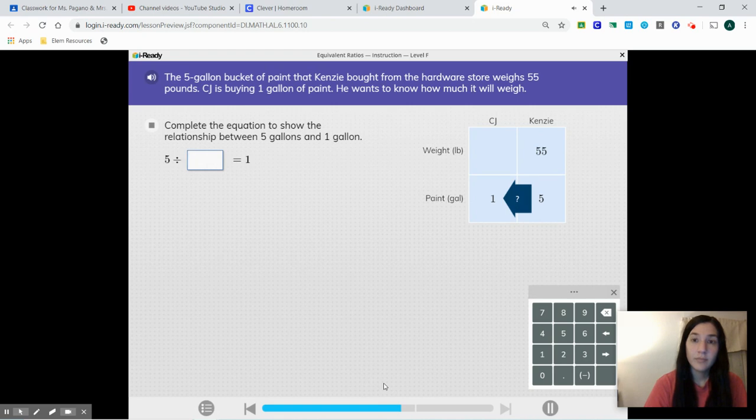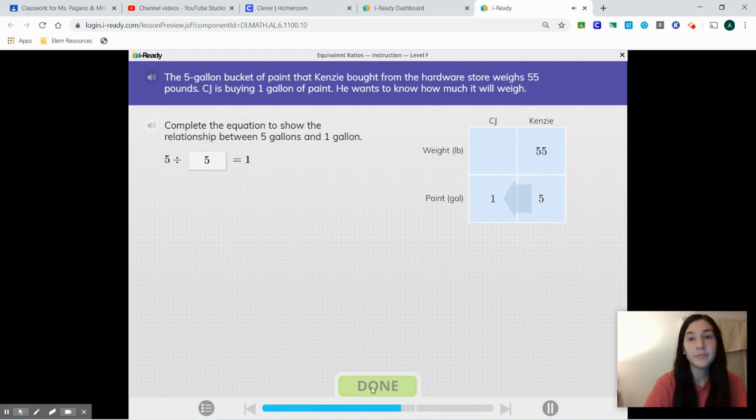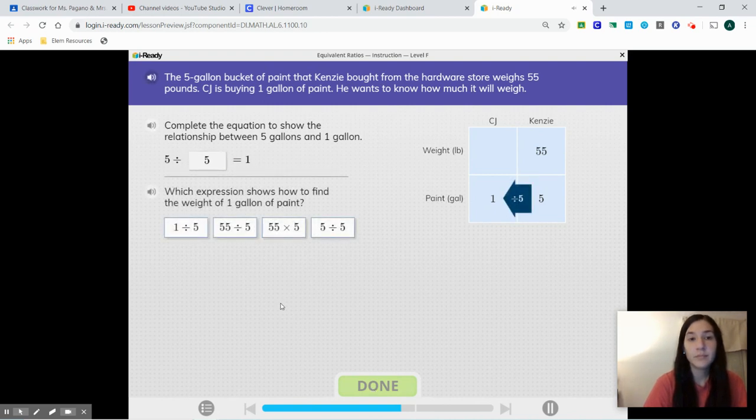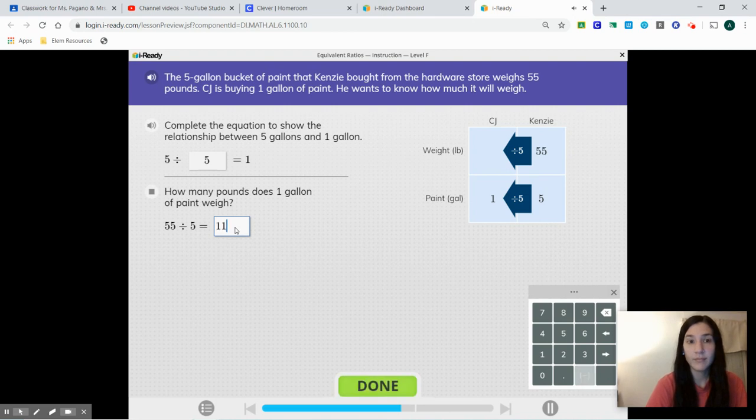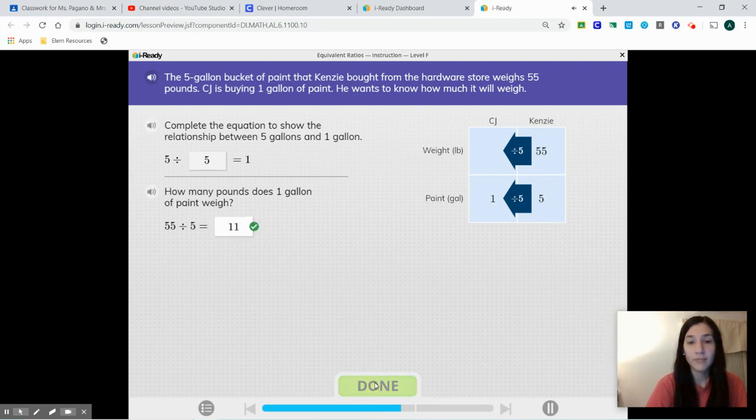Complete the equation to show the relationship between 5 gallons and 1 gallon. So now to get from 5 down to 1, we're going to divide by 5. Which expression shows how to find the weight of 1 gallon of paint? So we're going to do 55, same thing, divided by 5 to get 11 pounds. Well done. How many pounds does 1 gallon of paint weigh? 1 gallon of paint weighs 11 pounds.